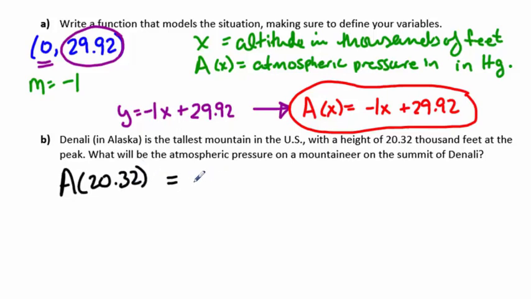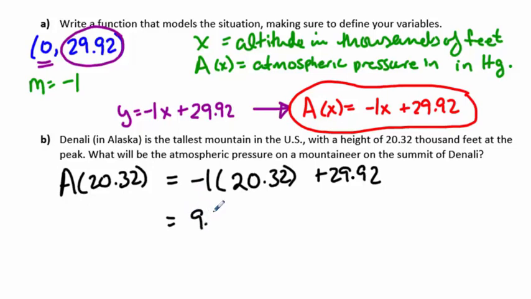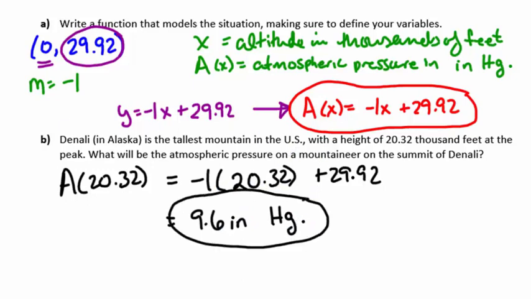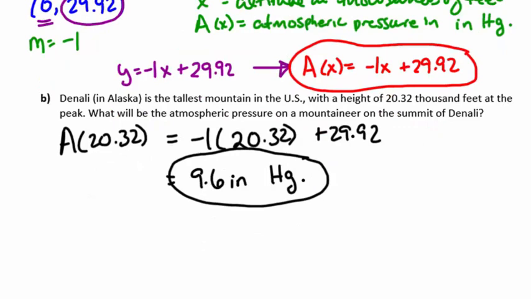A of 20.32 is -1 times 20.32 plus our 29.92. If you have a calculator and simplify that, you're going to come out with 9.6. So the atmospheric pressure on a mountaineer at the summit of Denali is 9.6 inches of mercury. Those are the units for atmospheric pressure. Let's check out the next page.